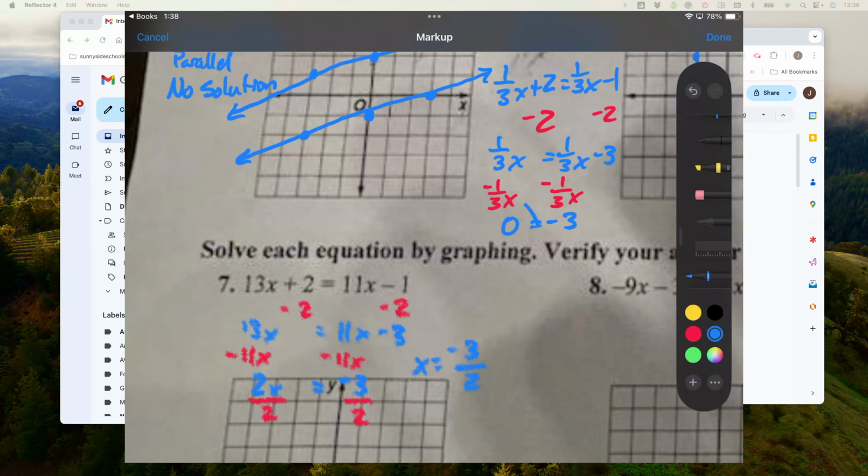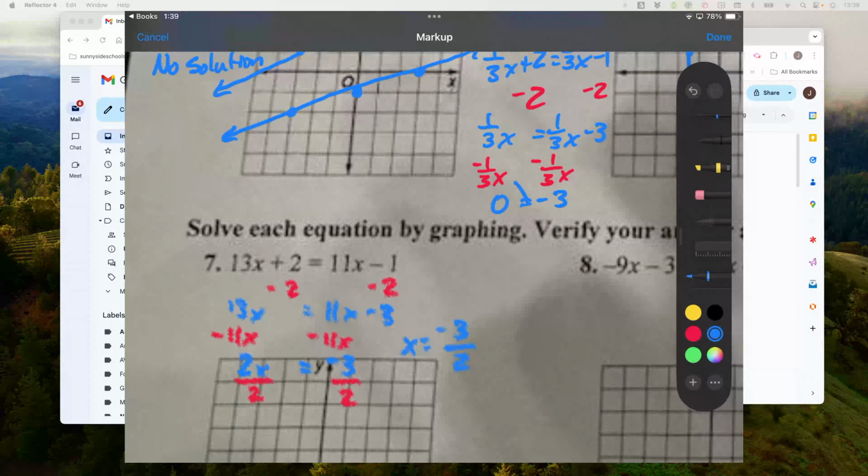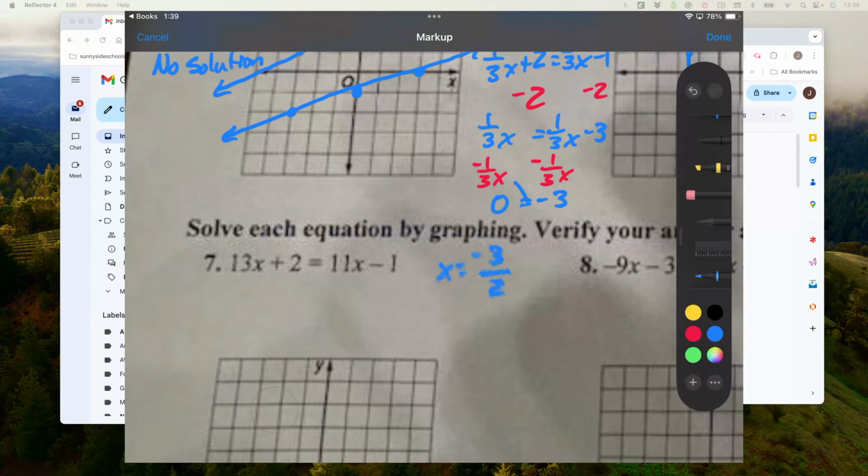So the x value should be negative 3 over 2. That's by solving algebraically. We'll talk about graphing in a moment, but I'll do the algebraic piece first. So we're going to remember that our x value is negative 3 over 2, and then we're going to try to determine what our y value would be. We can separate this equation into two separate equations: y equals 13x plus 2, and y equals 11x minus 1.